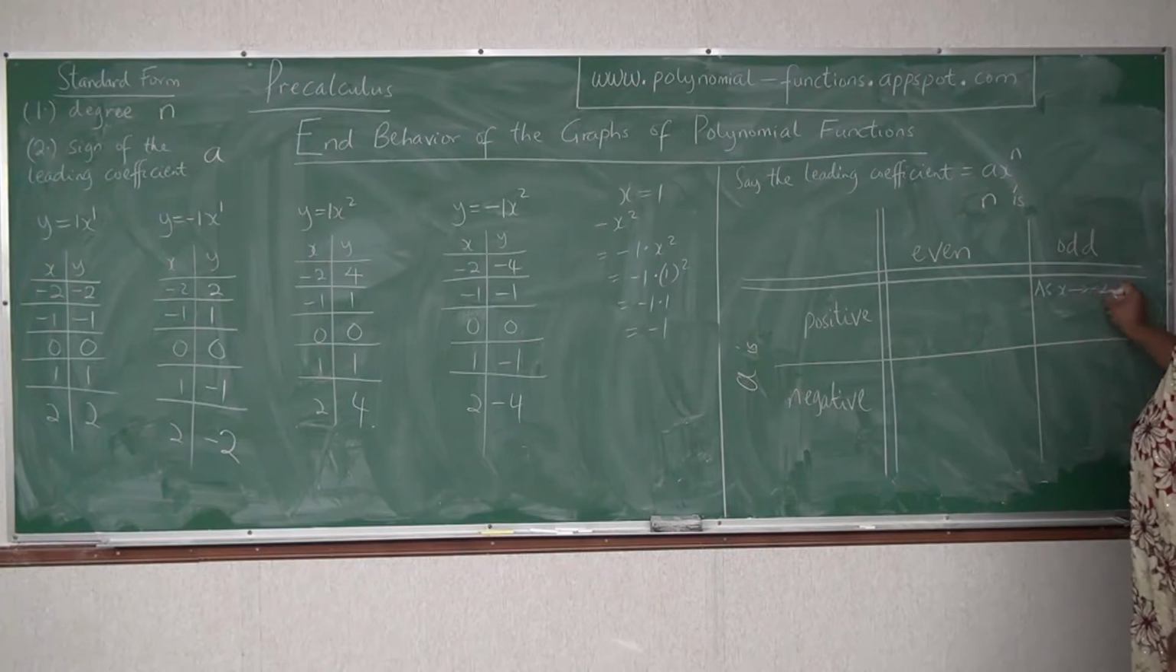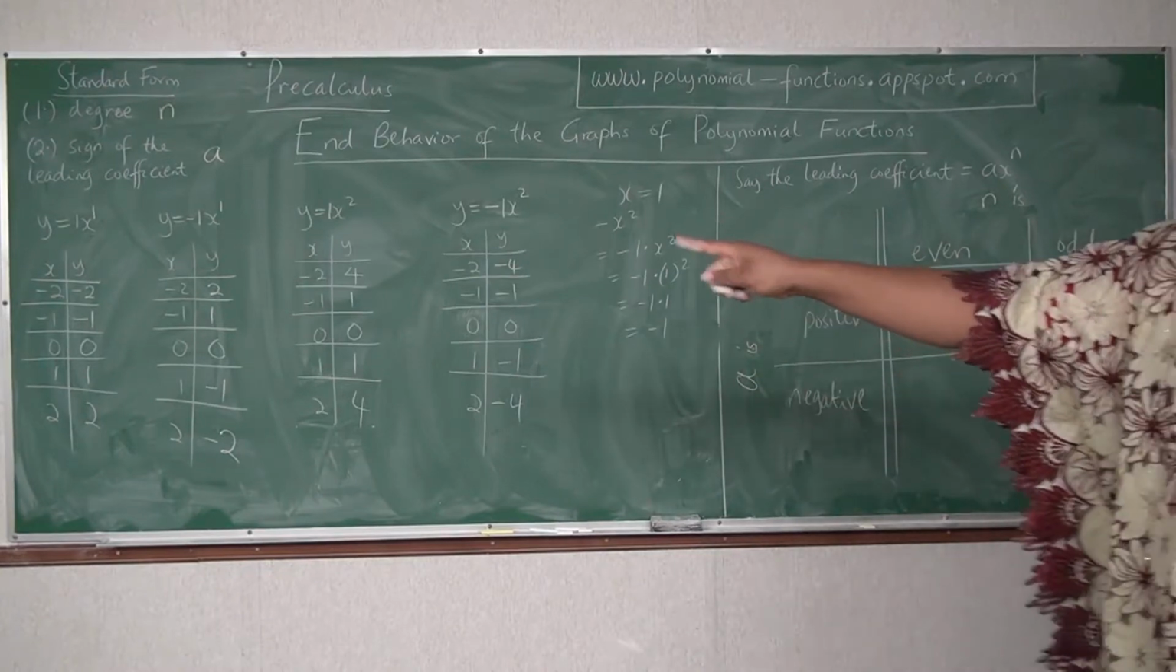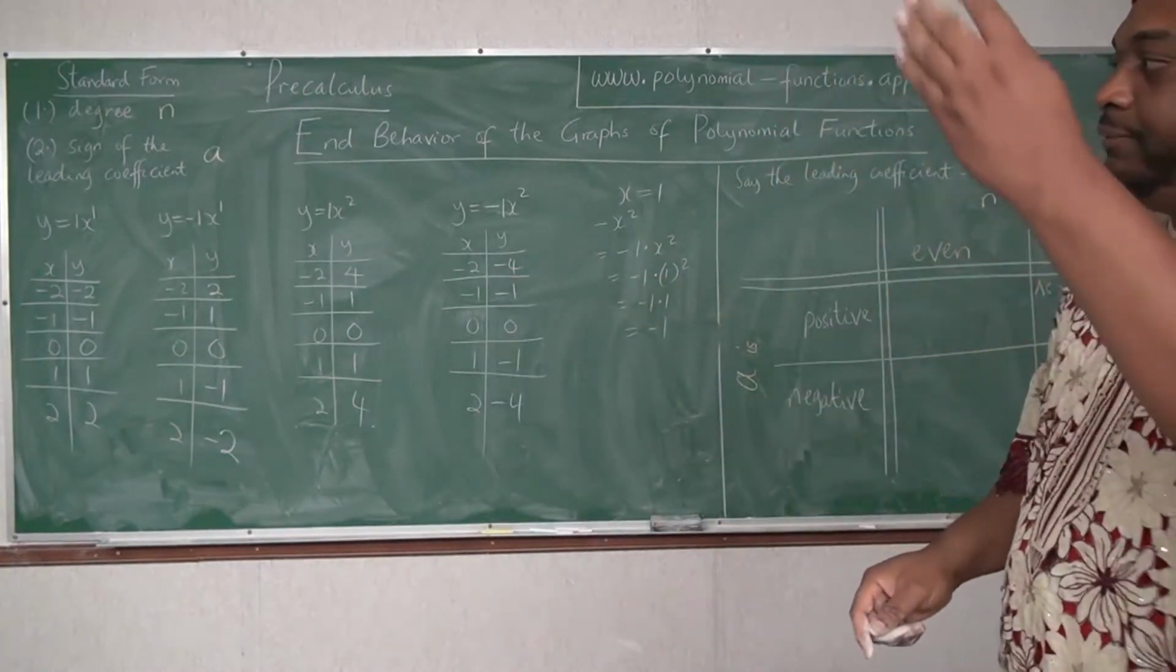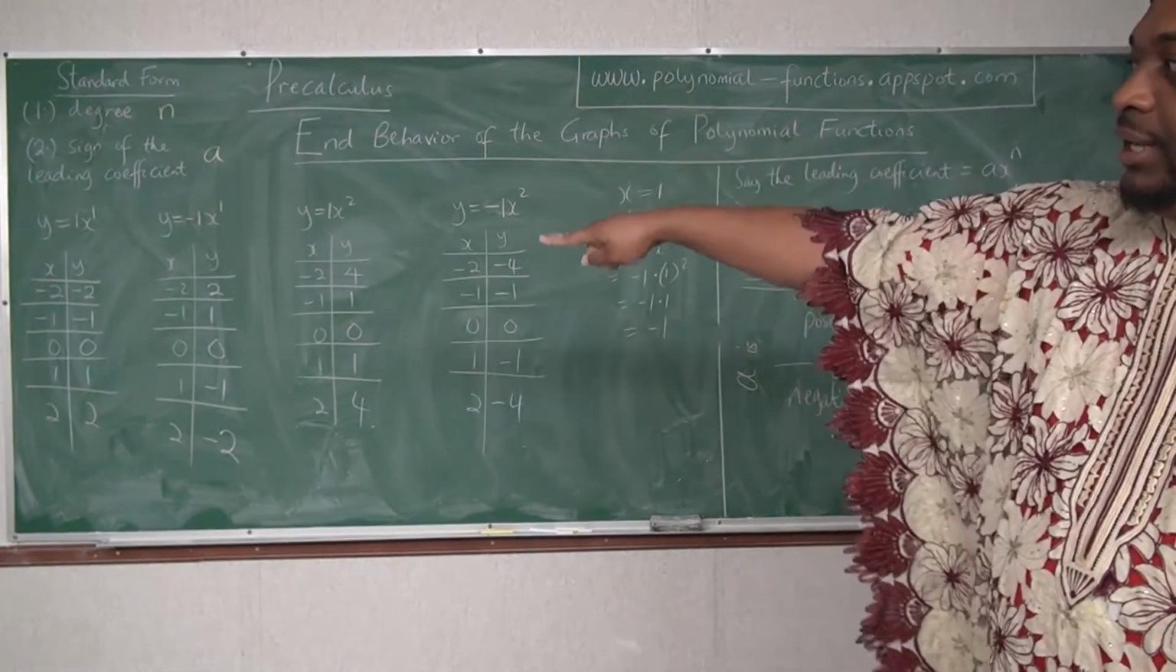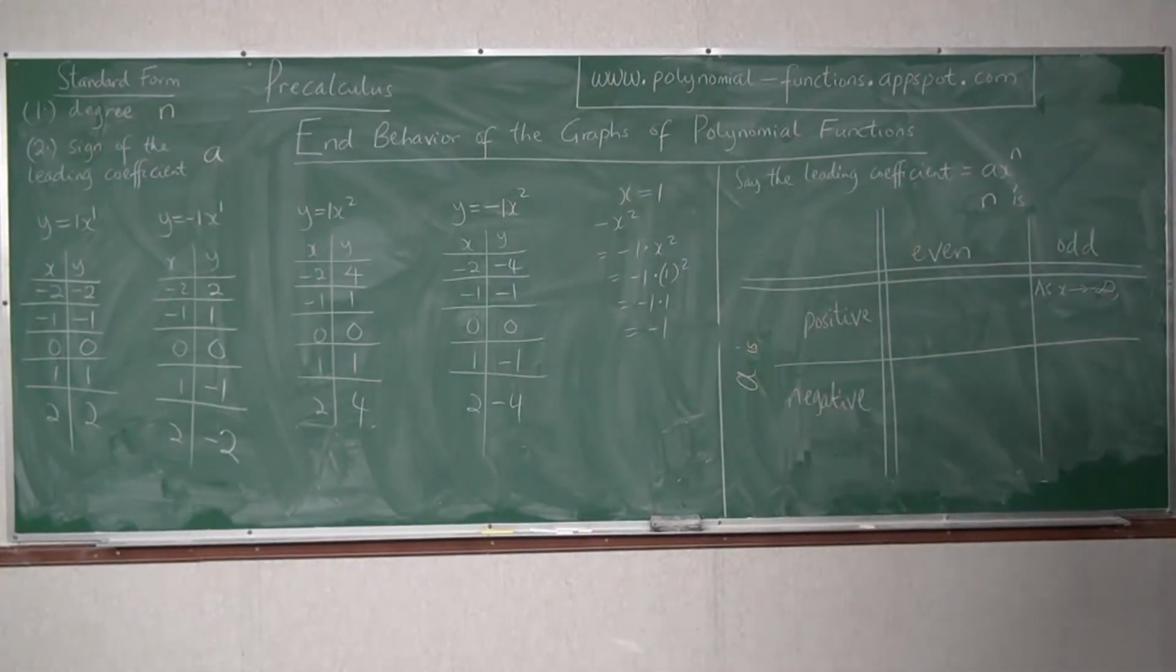negative infinity, as you can see here, as x approaches negative infinity, negative 1, negative 2, y also approaches negative infinity, negative 1, negative 2. As you see there, y approaches negative infinity.